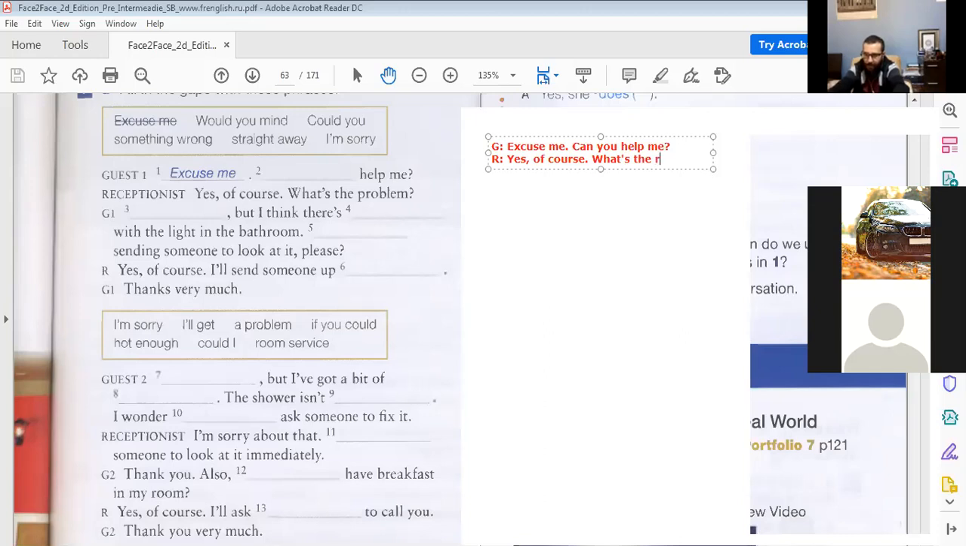So what's the problem, Rashid? What's the problem you have? I think there's a fight between the next room. It's a good problem. Very Libyan, but good. I think there's a fight in the next room.